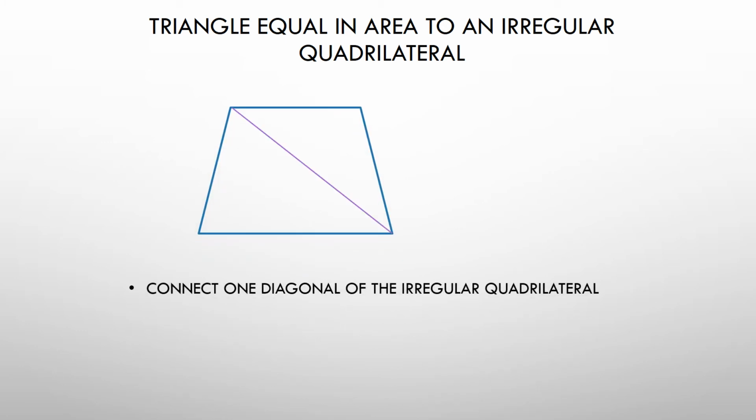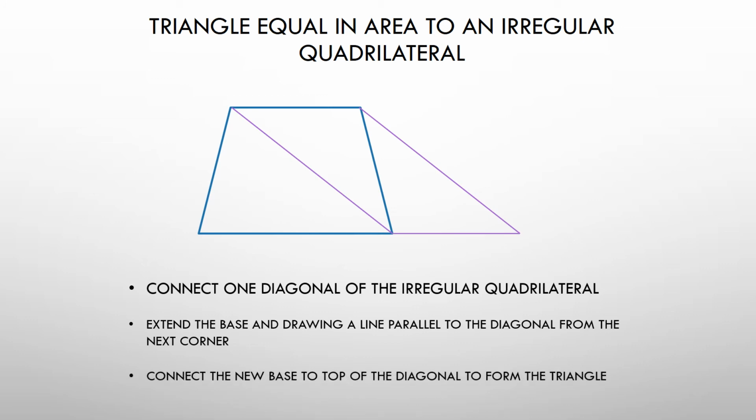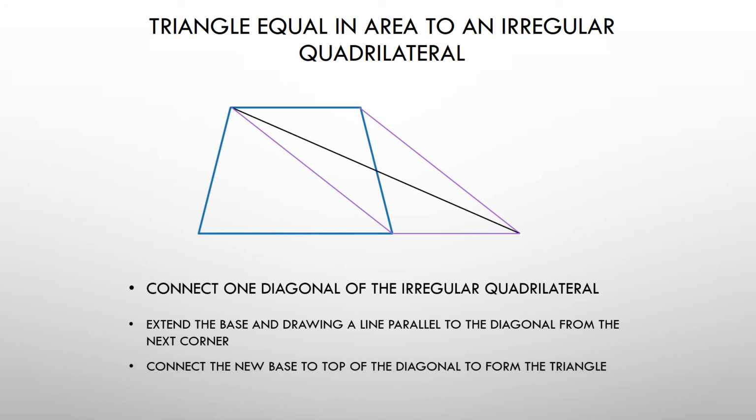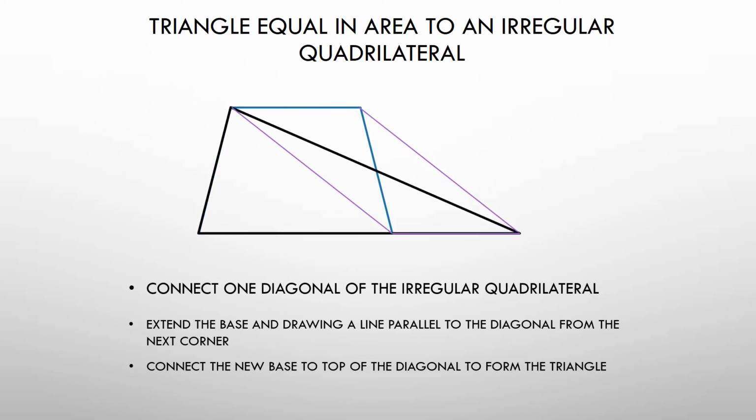Equal in area to an irregular quadrilateral. So if we have our irregular quadrilateral and we connect the diagonal and we draw a parallel line to our first diagonal from the other corner, and we extend the base. That space in between there, if we connect the line there, will give us a triangle equal in area to our irregular quadrilateral.